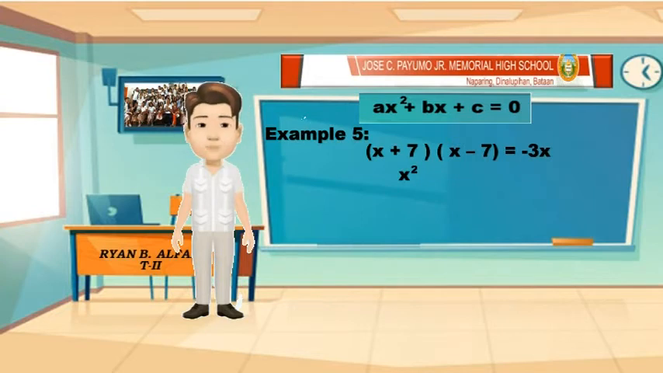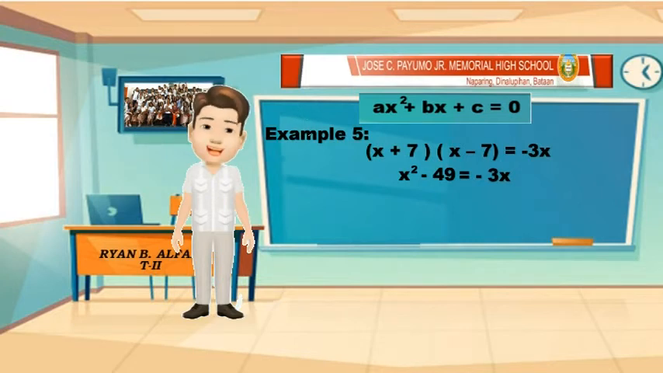By simply, yes, multiplying the first term by itself, so we will have x squared. After that, subtract the square of the second term, which is 7. So we will have minus 49 is equal to negative 3x. And then, to write the standard form, we have to eliminate negative 3x on the right side. So we're going to add 3x on both sides.